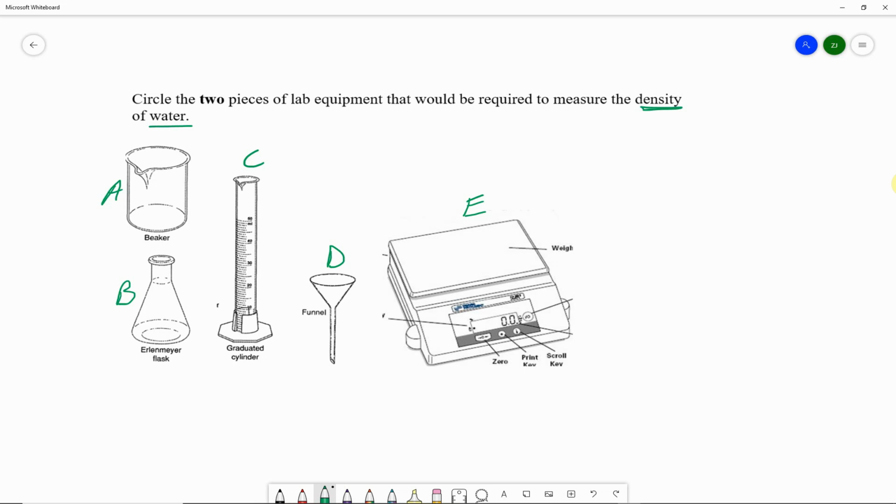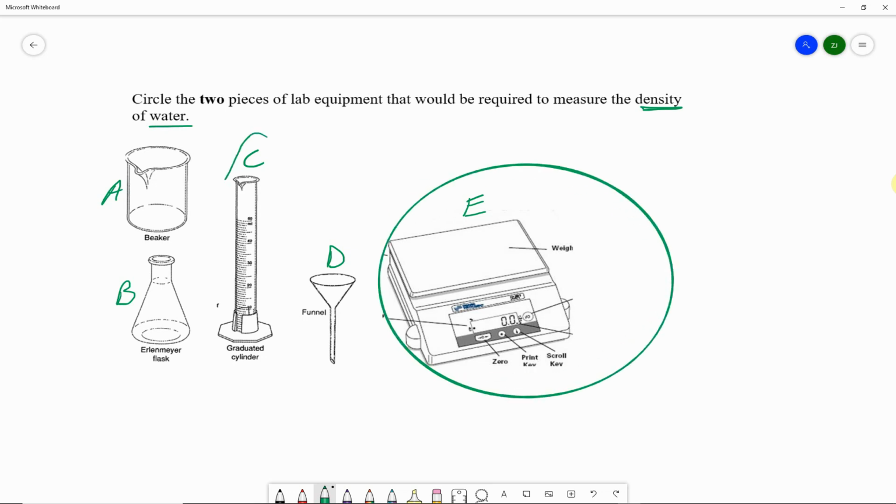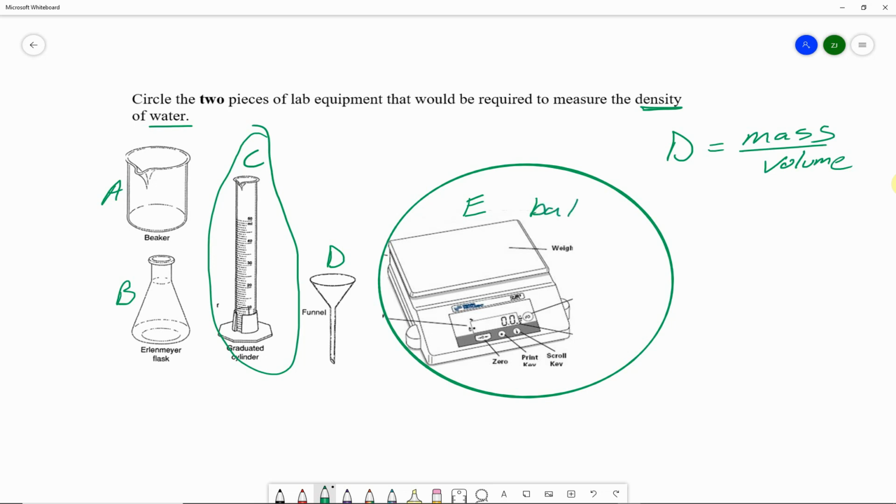All right, so did you choose E and C? Well, those two are the correct answer because, of course, density is mass divided by volume. The only thing here that can measure mass is a scale, or a balance. Balance can definitely measure mass. And all three of these can measure volume. I mean, a funnel is ridiculous, right?